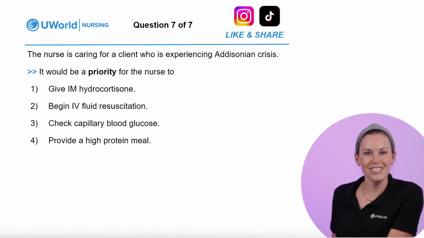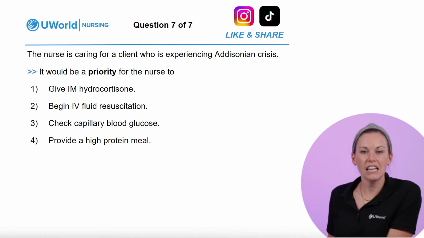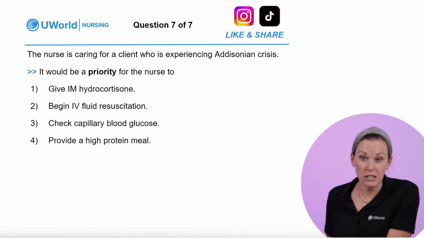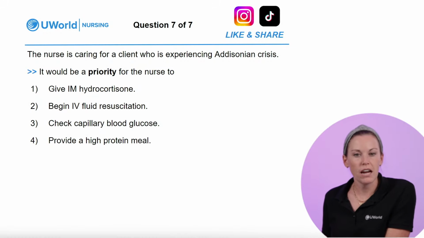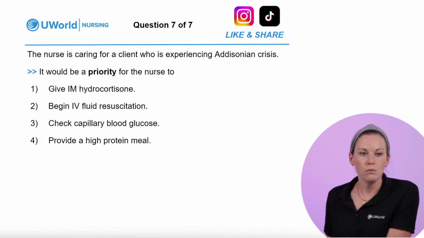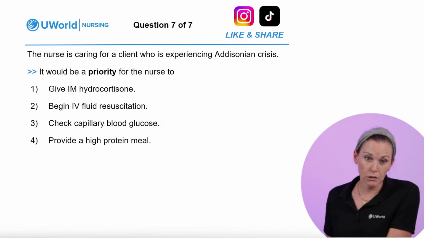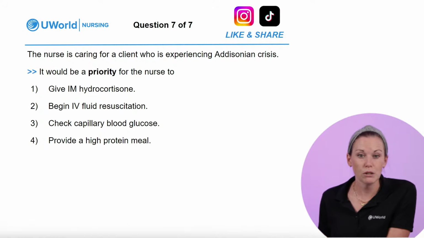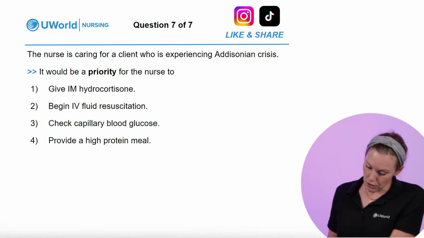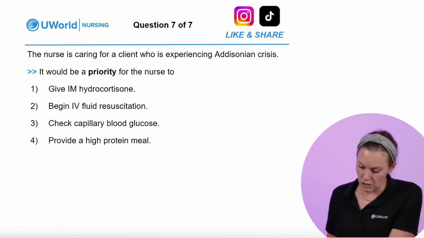All right, last question. The nurse is caring for a client who's experiencing Addisonian crisis. It would be a priority for the nurse to: option 1, give IM hydrocortisone; option 2, begin IV fluid resuscitation; option 3, check capillary blood glucose; option 4, provide a high-protein meal. Drop those answers in the chat. Let us know what you think.